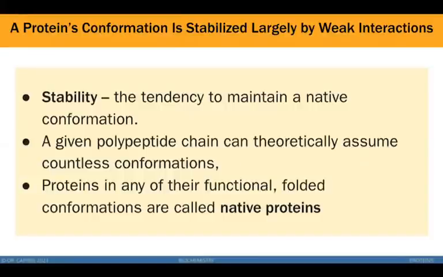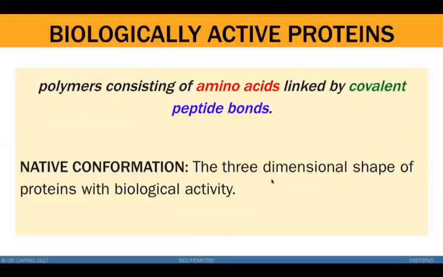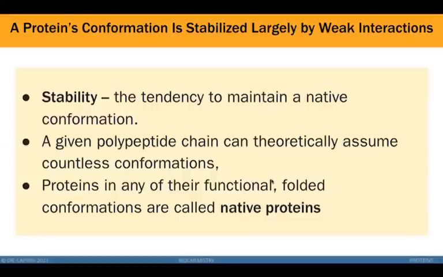So a protein's conformation is largely stabilized by weak interactions. So we have the term stability. This stability is the tendency of a protein to maintain a native conformation. Again, what is a native conformation? This is the three-dimensional shape of proteins with biologic activity. So basically, stability is the property of a certain protein to maintain its functional state or a functional structure.